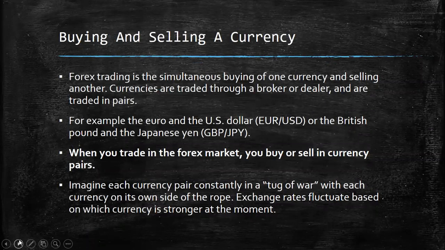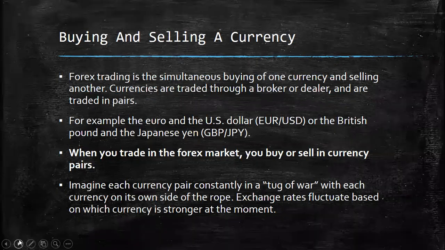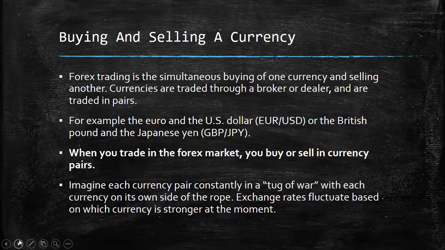Buying and selling of a currency: Forex trading is the simultaneous buying of one currency and the selling of another. Currencies are traded through a broker or a dealer, like the Travelex, and are traded in pairs. For example, the euro versus the dollar, that's EUR/USD, or the British pound and the yen, that's GBP/JPY. When you trade in the Forex market, you buy or sell in currency pairs.